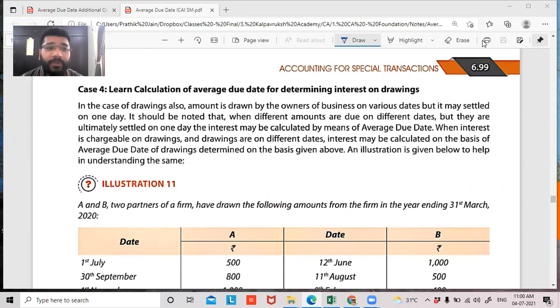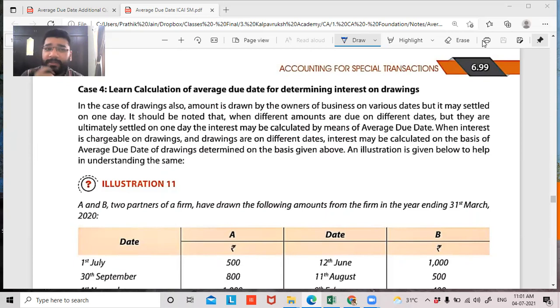So guys, we're doing this chapter called average due date, and in the previous class we completed case 2, bilateral transactions, and on those transactions, how do we calculate the average due date, we saw. Then we did case 3, in case of repayment of installments. So in that case, how do we arrive at the average due date? That is what we have also seen. And today we'll be heading towards the last case, case number 4, where we learn to calculate the average due date for determining the interest on drawings.